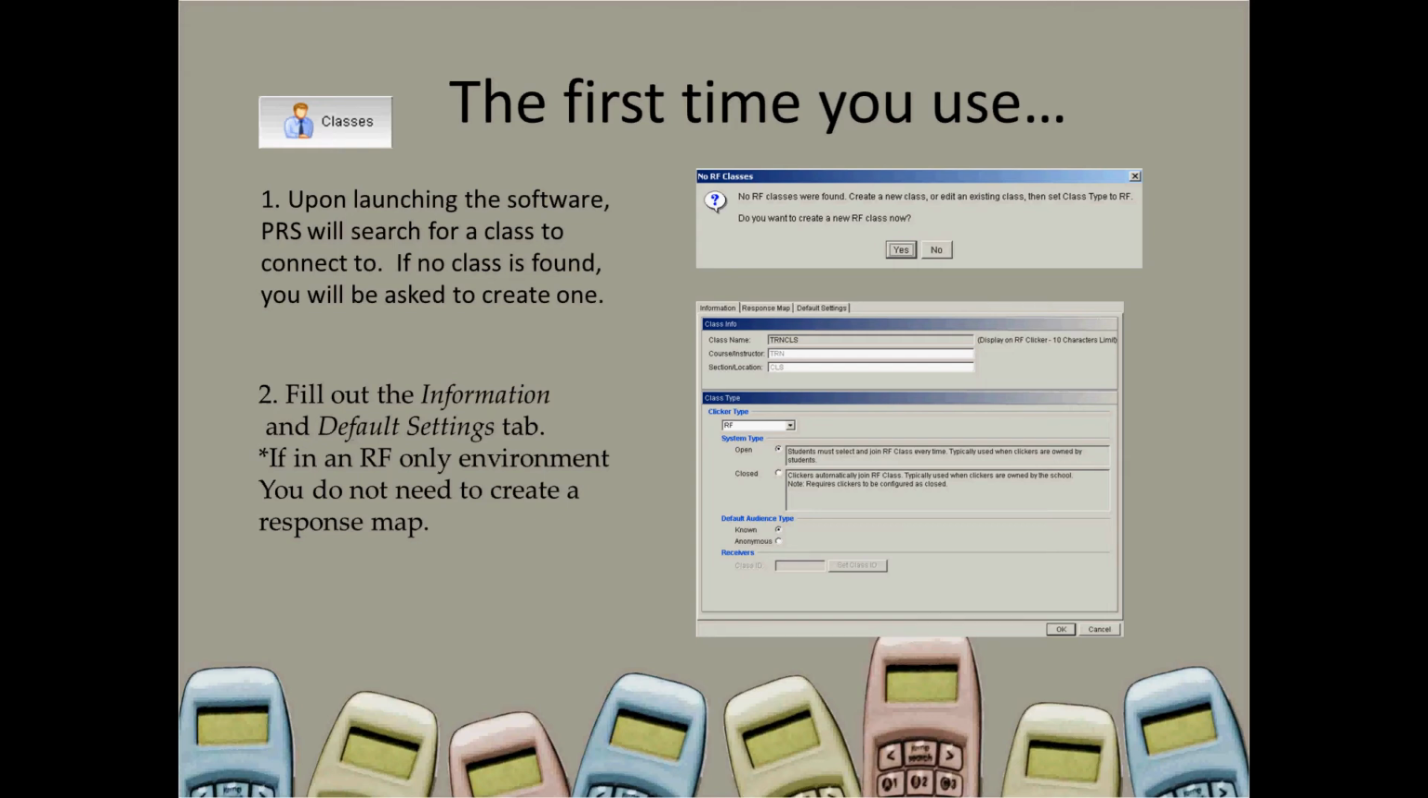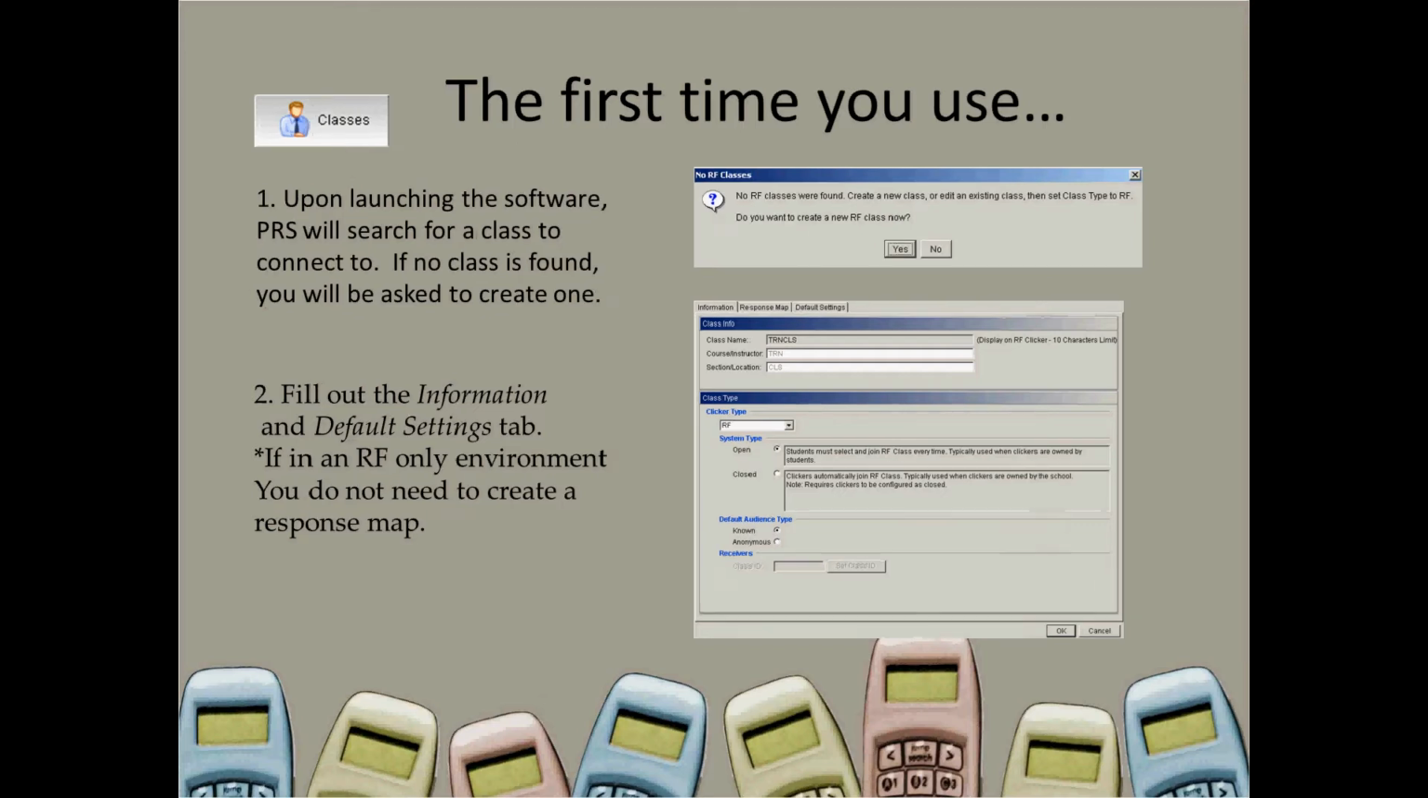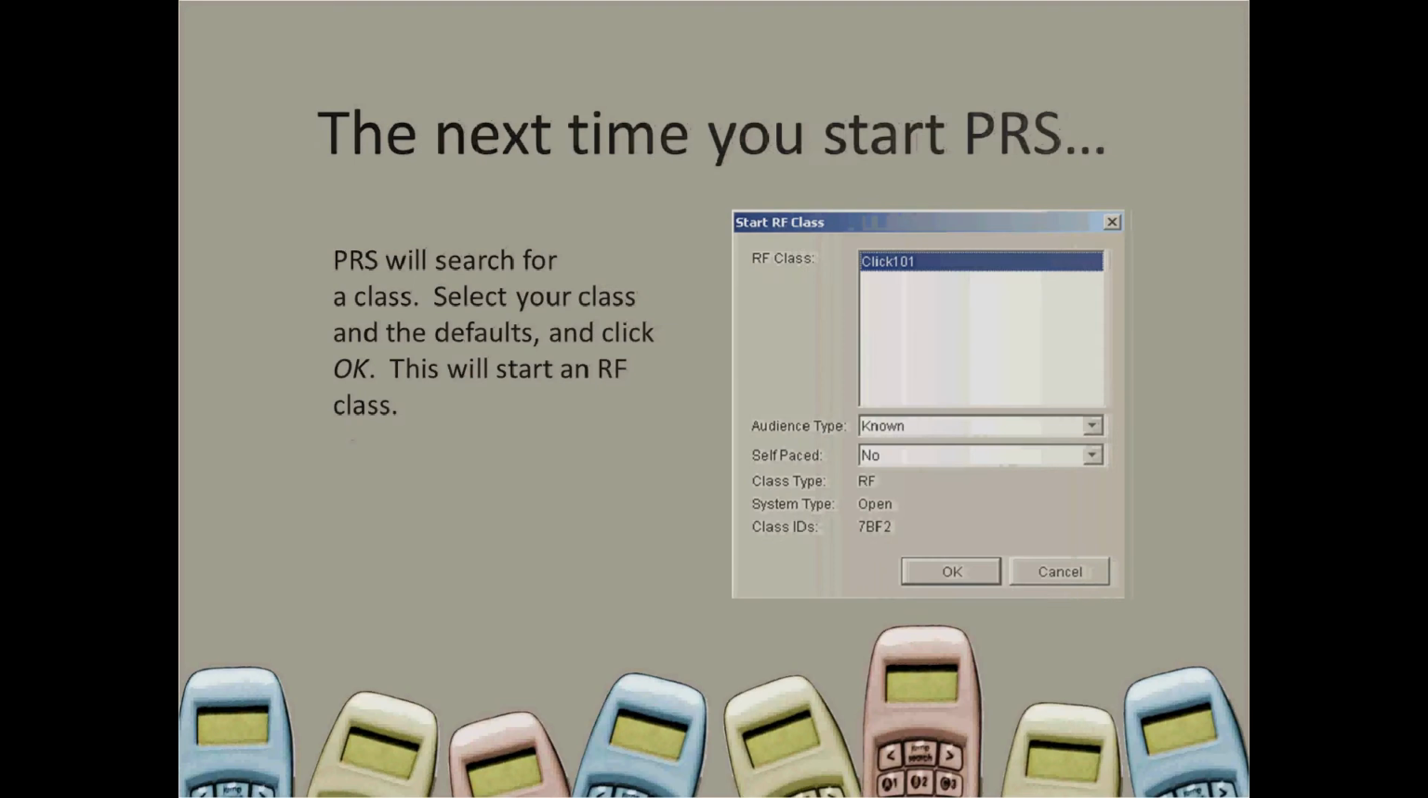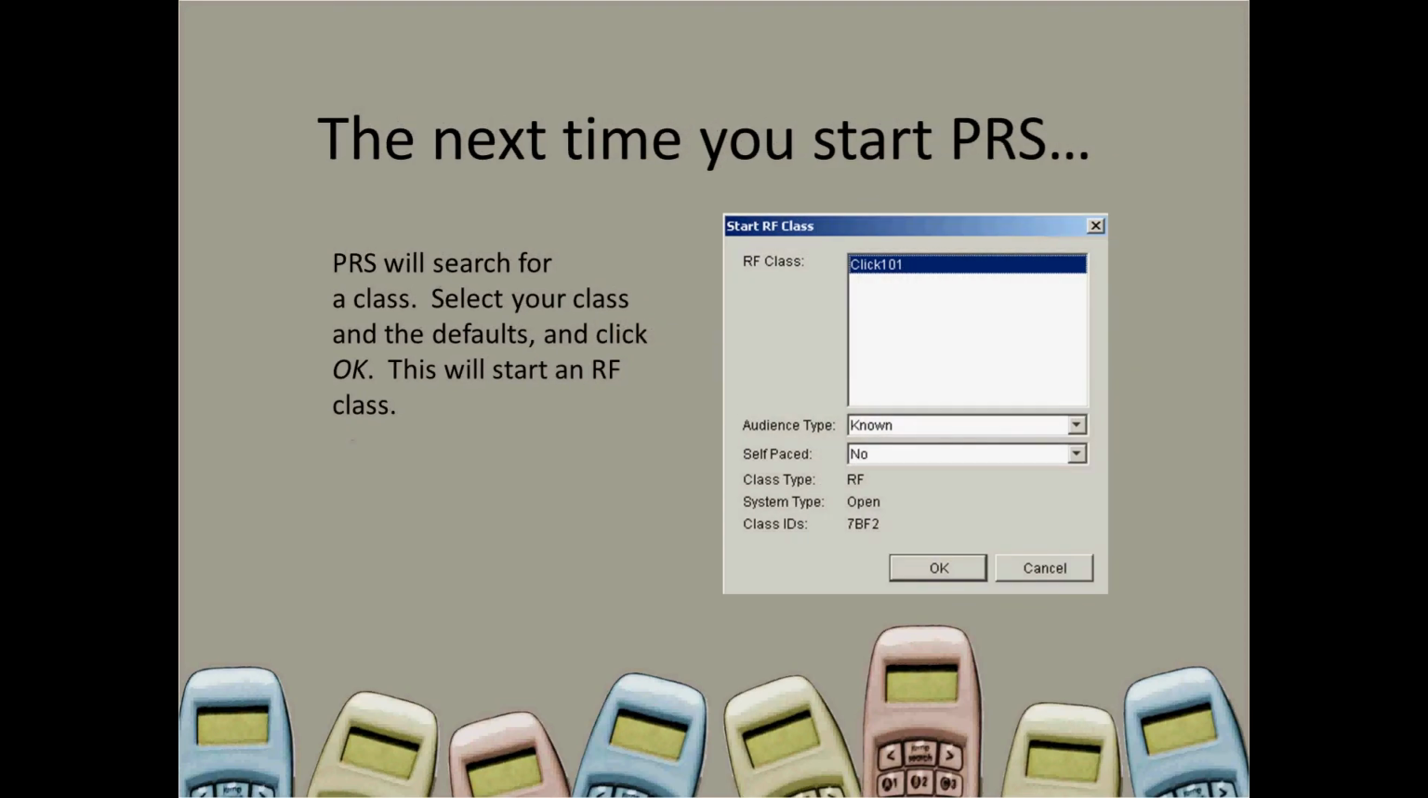When you open the PRS software, it will begin to search for a class to connect to. If a class is not found, you will be asked to create one. For each class you set up, you will need to fill out the information and default setting tab. You will be using an RF environment, so you will not need to create a response map. Once you have created your classes, you will see this screen, which will allow you to select the class you need, then click OK.